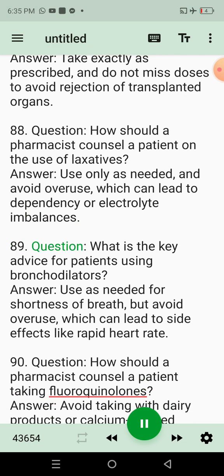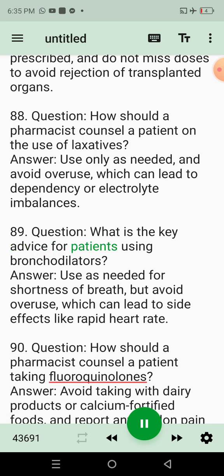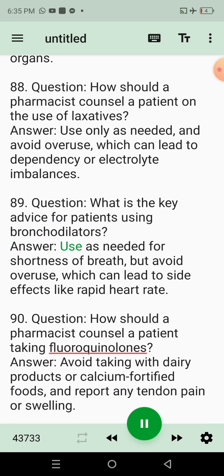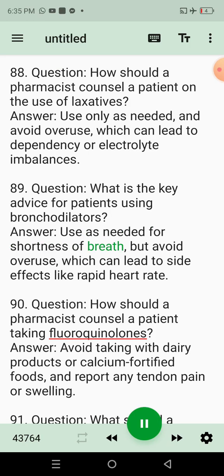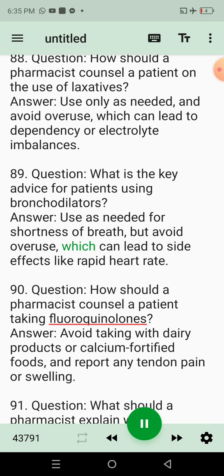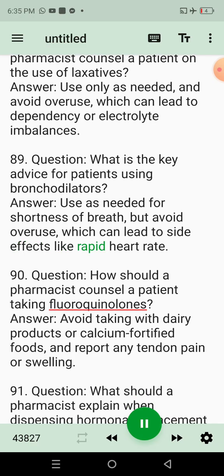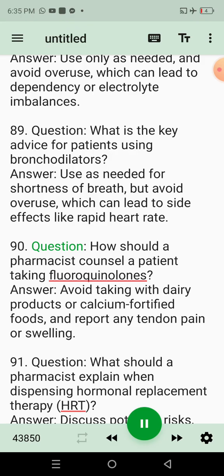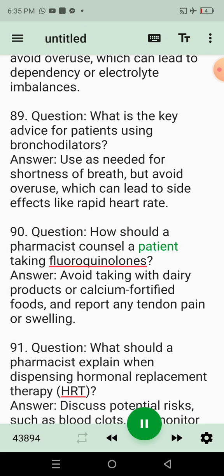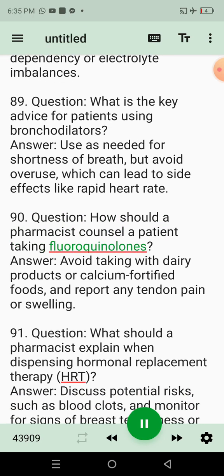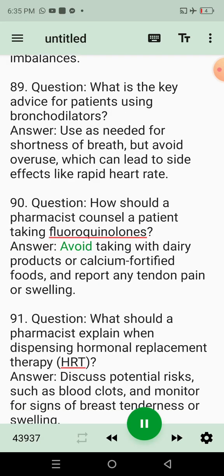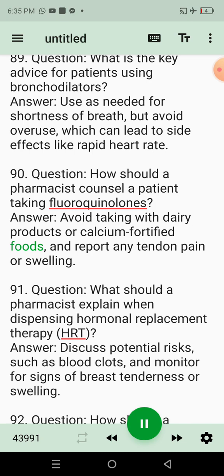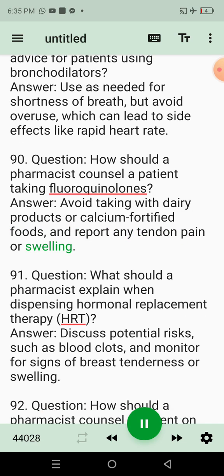89. Question. What is the key advice for patients using bronchodilators? Answer. Use as needed for shortness of breath, but avoid overuse, which can lead to side effects like rapid heart rate. 90. Question. How should a pharmacist counsel a patient taking fluoroquinolones? Answer. Avoid taking with dairy products or calcium-fortified foods, and report any tendon pain or swelling.